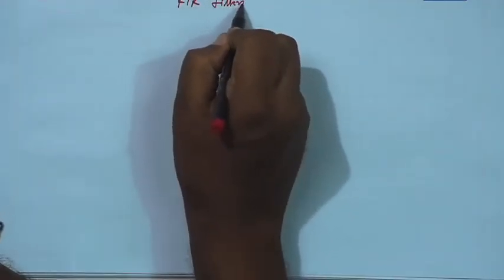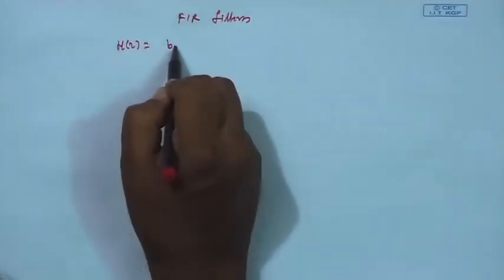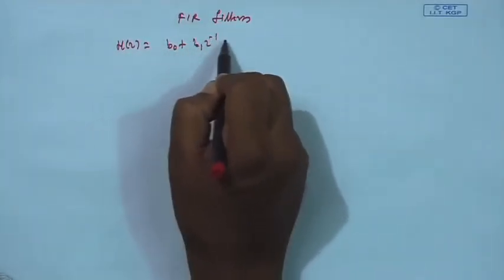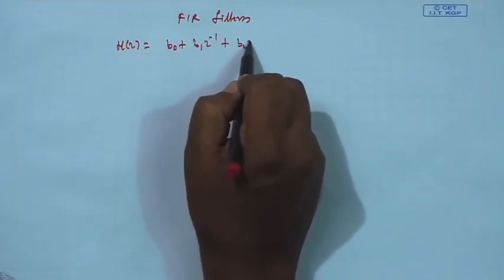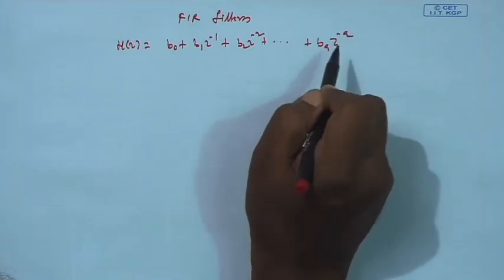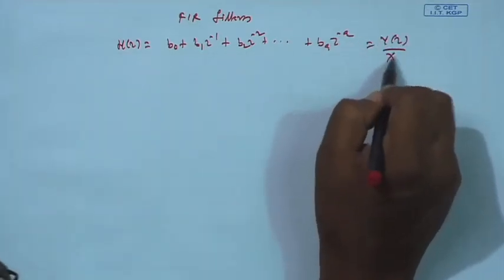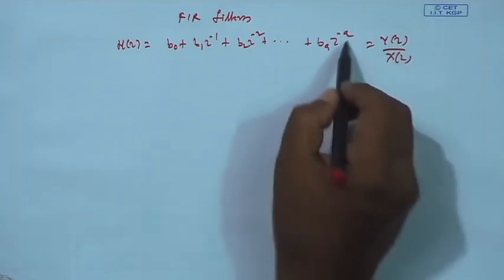Okay. Now, consider FIR filters. Suppose you have H(z) as B0 plus B1 z inverse plus B2 z inverse 2 and so on, up to Bq z inverse q, and this is equal to Y(z) by X(z). Very simply, Y(z) is X(z) times the entire thing.